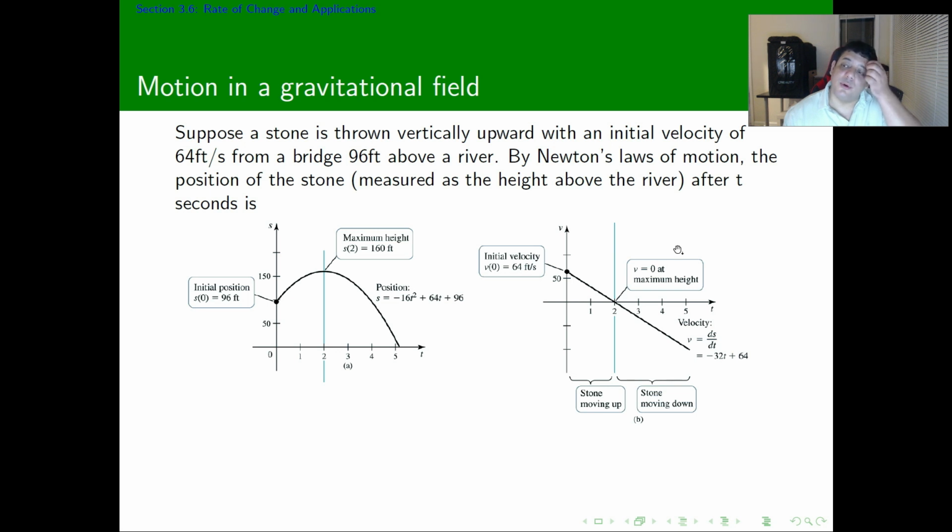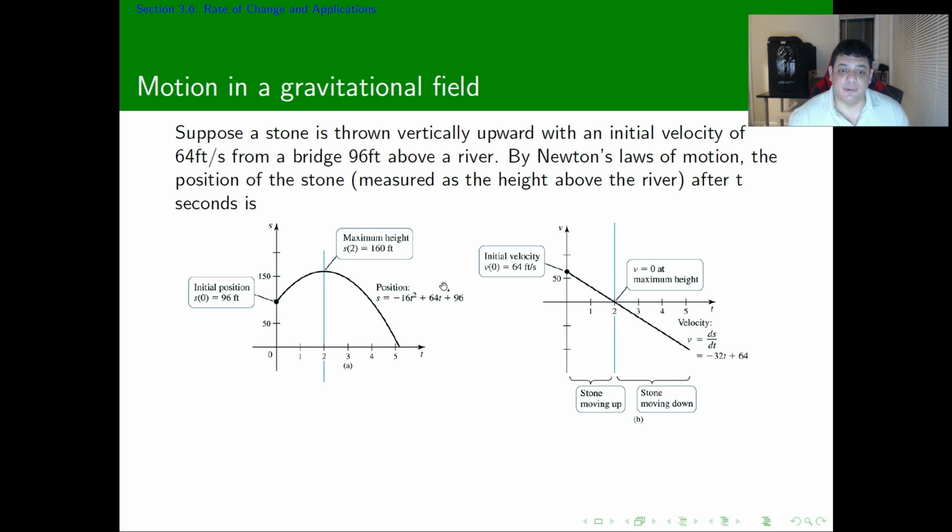Now let's look at a more particular example. Suppose a stone is thrown vertically upward with an initial velocity of 64 feet per second from a bridge 96 feet above a river. If we use Newton's law of motion, the position of the stone, that is measured as the height above the river, after t seconds is: s equals minus 16t squared plus 64t plus 96. Notice that the initial position is going to be marked here as 96 feet.